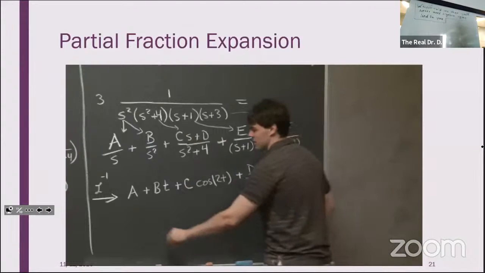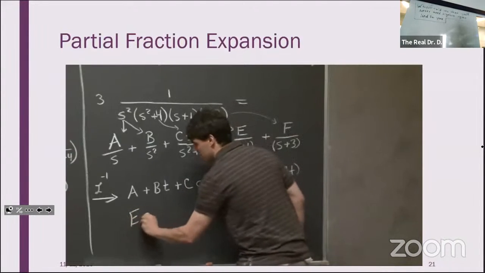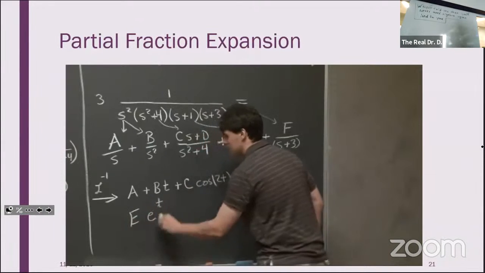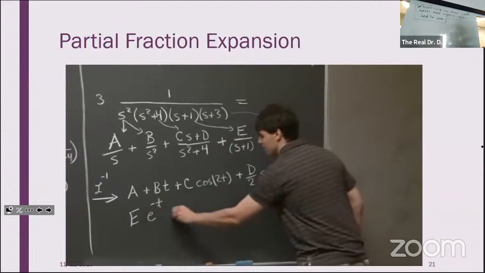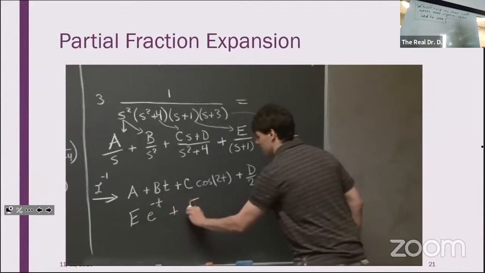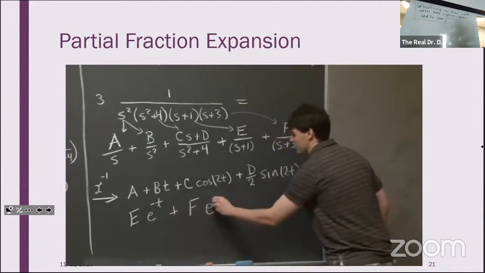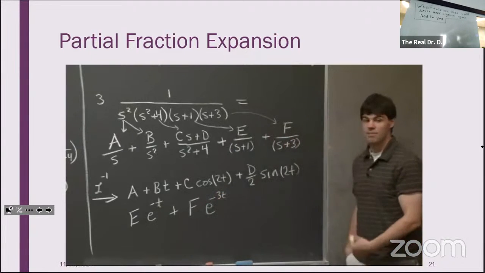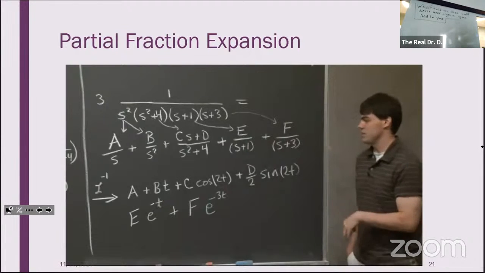This term e is going to give us e times the exponential of negative t. And then the last term, f, is going to give us f times e to the minus 3t.